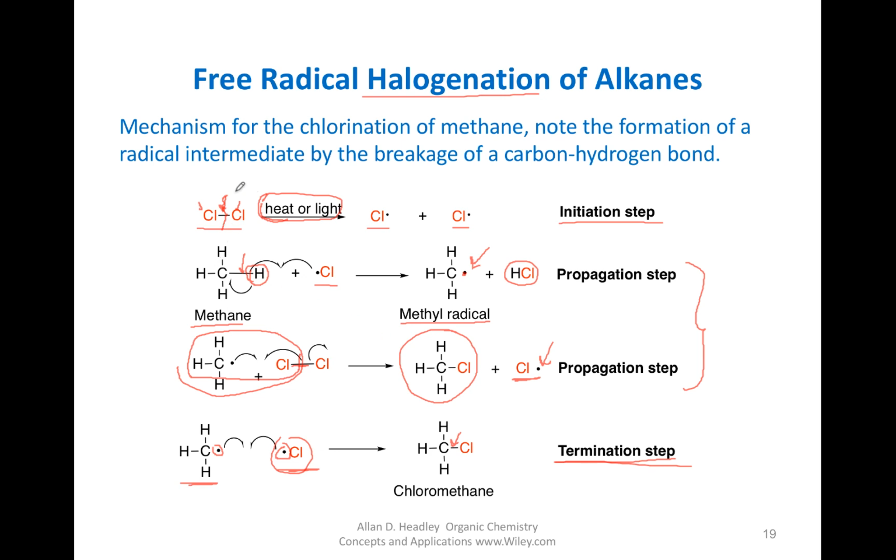Once again, energy is supplied and it breaks the weakest bond. The weakest bond here is the halogen bond, in this case the chlorine bond, to produce radicals. This radical, being very reactive, abstracts a hydrogen with one electron to form HCl, leaving behind a methyl radical. This methyl radical, as you know, is not stable, so it reacts with chlorine to form CH3Cl, one of the products, but it generates another radical in a propagation step. And in a termination step, the two radicals combine to form chloromethane, the product.